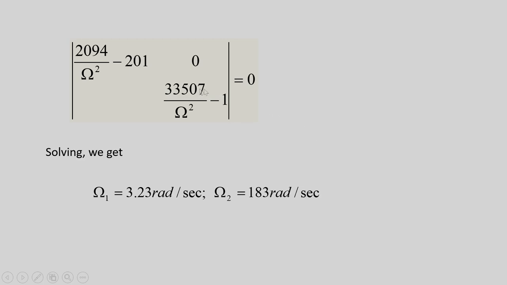So the determinant is formed: 2094 by omega square minus 200, and 33507 by omega square minus 1. The eigenvalues are found as 3.23 and 183. That is, the eigenvalues are nothing but the first natural frequency 3.23 and the second natural frequency 183. But we concentrate on the first natural frequency, because this is the most critical parameter in design. Let us check this with an approximate formula.